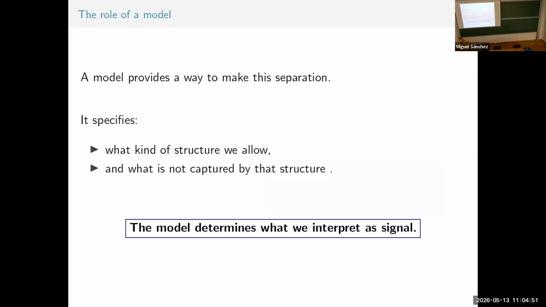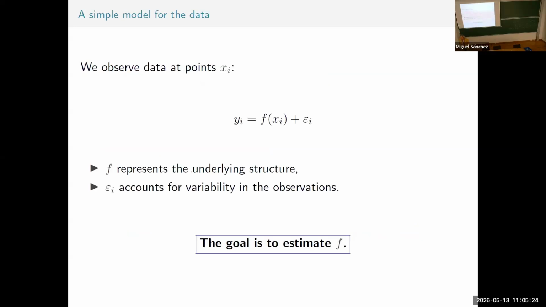A model determines what we interpret as a signal. Either we have prior knowledge or we assume something. In my context, I'm going to assume some degree of smoothness. Otherwise, you don't use these techniques. If you have a time series, you are doing something else. So there is an assumption behind what I'm going to do.